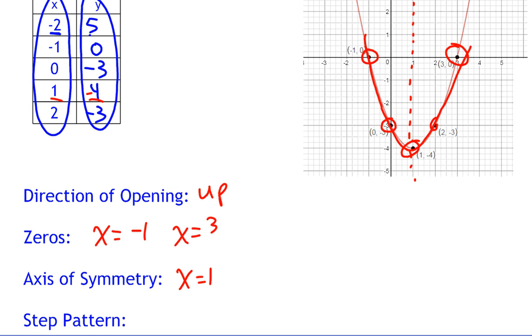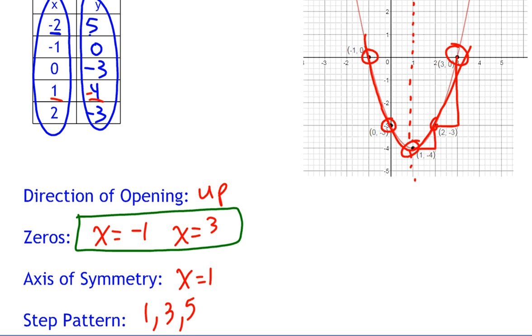And again, we're looking for the step pattern. So we're going to go over 1, up 1, over 1, up 3, over 1, up 5. So the step pattern here is 1, 3, and 5. So part of the reason why we're doing this is it would be great to be able to find some kind of pattern that would speed up this process for us, that would allow us to find either the graph or some of these characteristics without actually having to make a table. So I want you to pay close attention to these numbers here, the zeros, and the equation, which is located just up here.